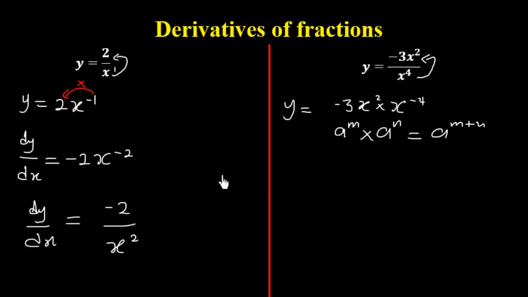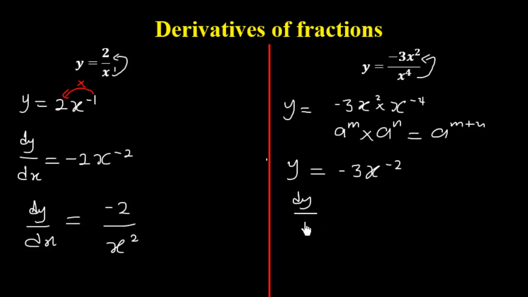So y is equal to negative 3, now this x to the power 2 multiplying x to the power negative 4. So we add the exponents, 2 and negative 4. So 2 plus negative 4 will give us negative 2. So over here too, y equals negative 3x to the power negative 2 is the main function. We are now going to differentiate.